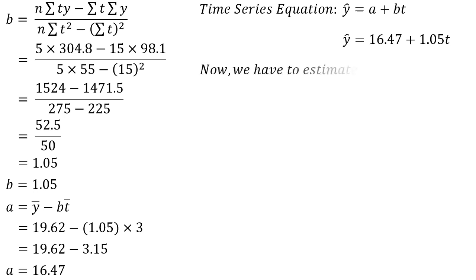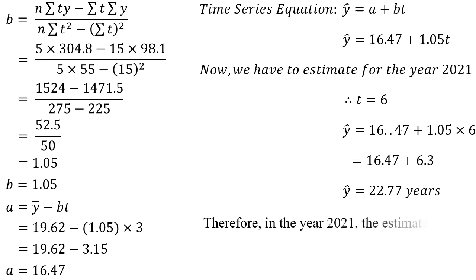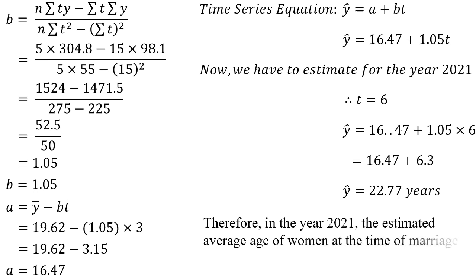Now what we have to do is estimate for the year 2021. So naturally t here should be taken as 6, chronologically, as it is in the sequence 1, 2, 3, 4, 5 and then next comes 6. So we will put 6 into our y cap equation. 1.05 into 6 gives 6.3, plus 16.47, that would be y cap is equal to 22.77 years. So what we are assuming here is that in the year 2021, the estimated average age of women at the time of marriage will be 22.77 years.